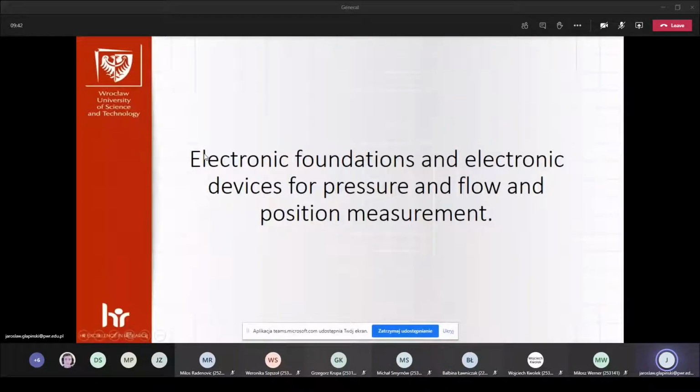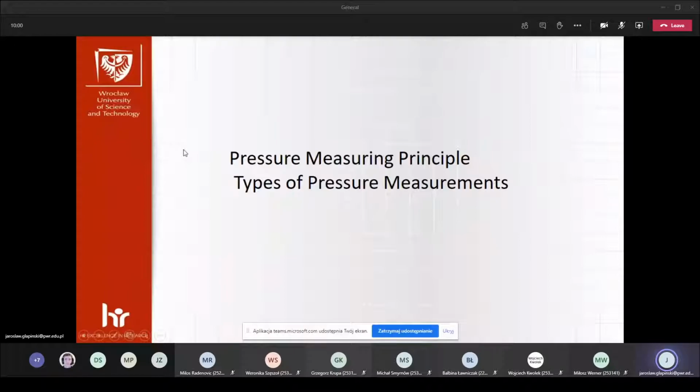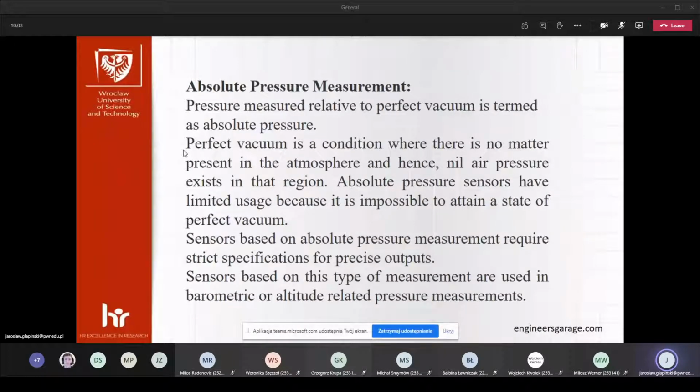So, as I said, today we are going to talk about the devices for pressure and flow measurements. Maybe we will have time to tell you something about position measurement also, but I would like to start with pressure and flow meters. Okay, so what is pressure? We know we are on the Earth and we have the air surrounding us. More or less 200 years ago, Galileo found that there is something like pressure. I will show you a film later, so you can discuss the principles of pressure operation.